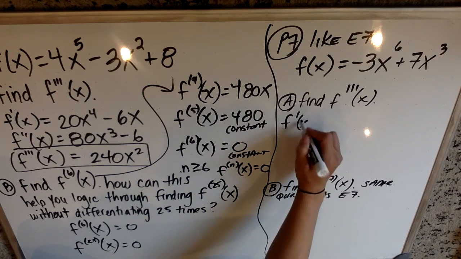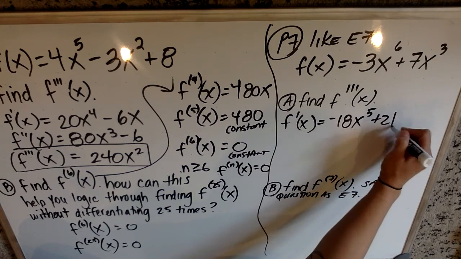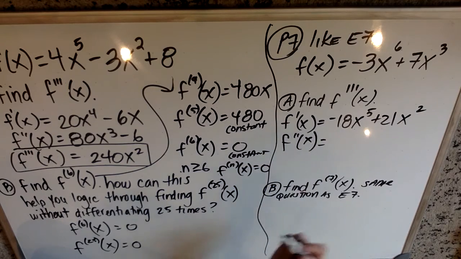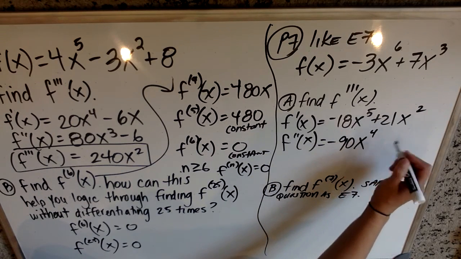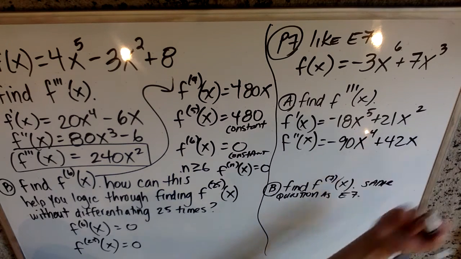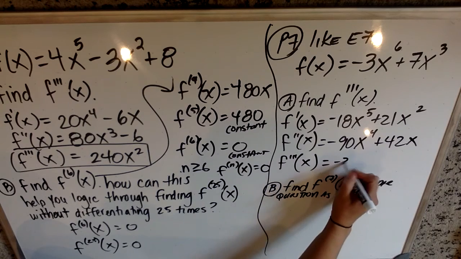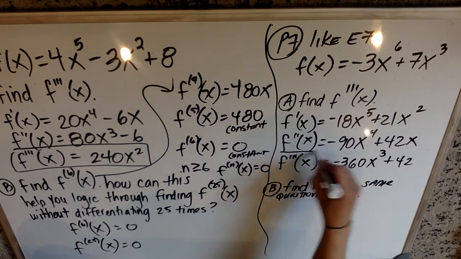So my f prime of x is a negative 18x to the 5th plus a 21x squared. My second derivative is going to be a negative 90x to the 4th plus a 42x. And my third derivative is going to be a negative 360x to the third plus a 42, right? So that's the answer to the first part.